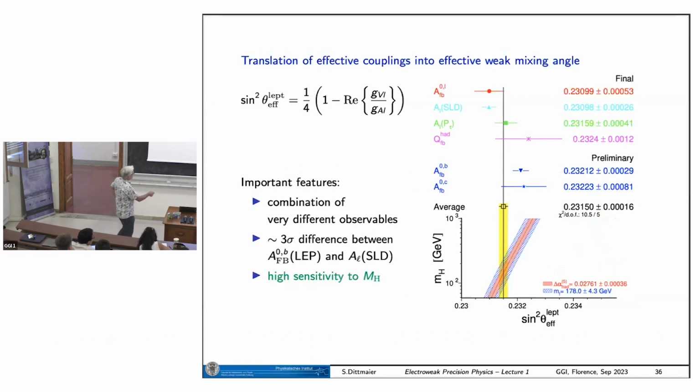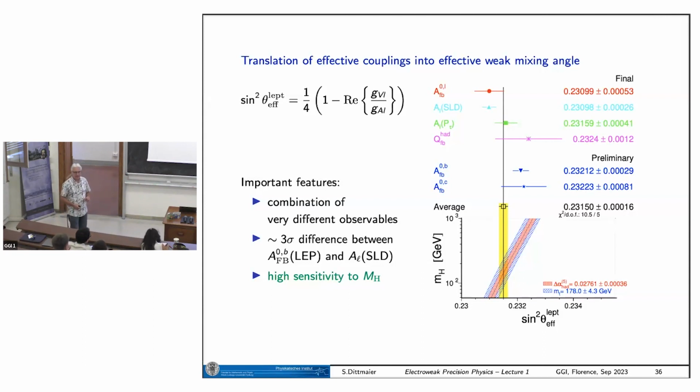You see here on the horizontal line the value of this effective weak mixing angle. And that means that you can just line up the measurements here from various asymmetries. For example, AFB 0L means it's a forward-backward asymmetry for lepton pair production. There is, for example, also here AFB for B. This means this is the value for b b-bar production. And you see they were not so nicely compatible with each other.